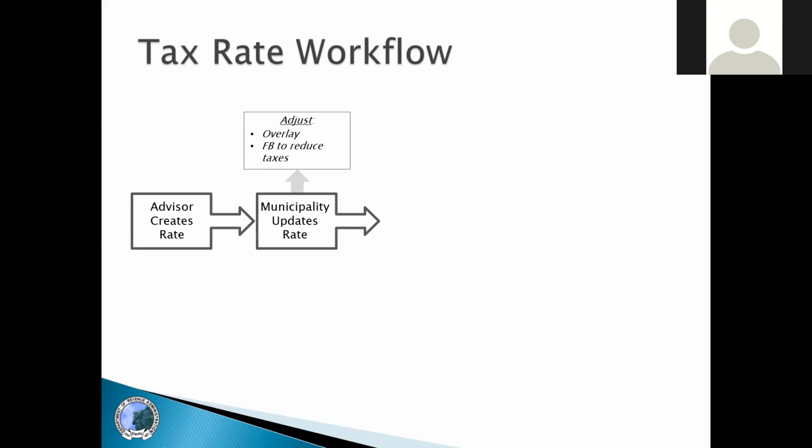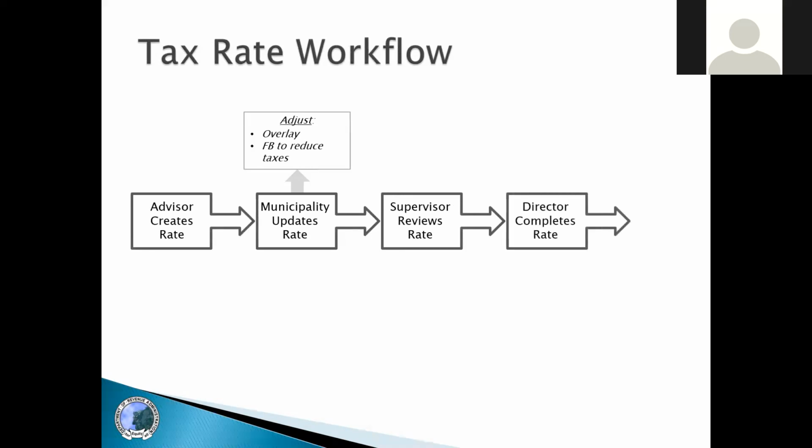So once you finish as a municipality tweaking your overlay and fund balance to reduce taxes, and you're happy with the rate, or at least accept your rate, you will hit the complete button, and that will send your information back to DRA. At that point, they will do a supervisor review and then a director review. Once the director completes his review, the rate is considered final, and you'll receive a notification saying the tax rate has been set and you have a final tax rate. At that point, you'll be able to print off your final tax rate report.